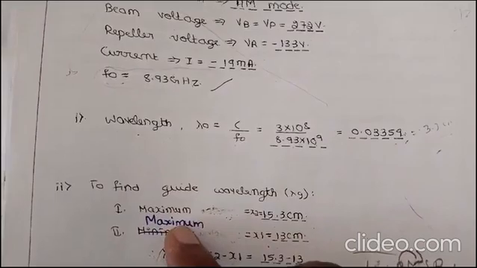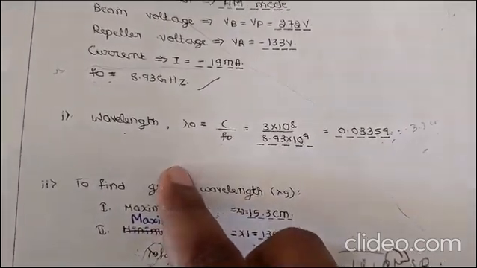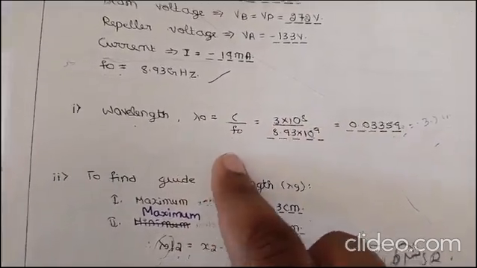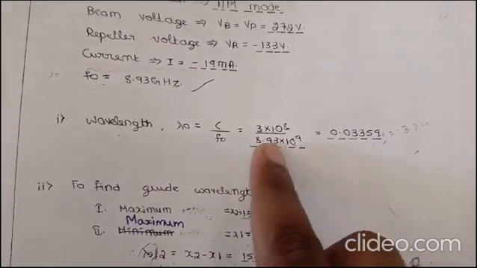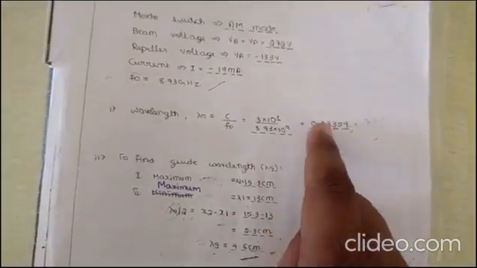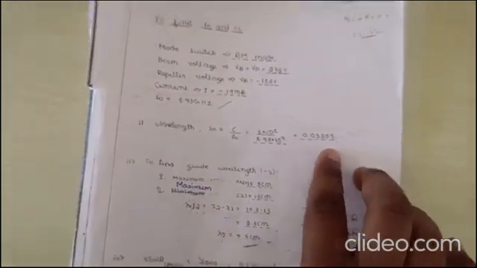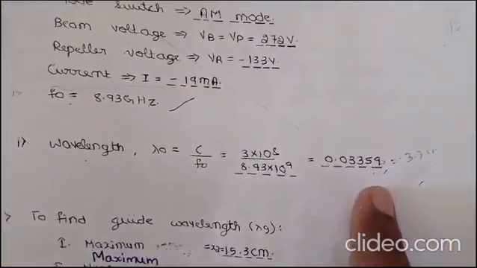We have to find out the operating wavelength. The operating wavelength formula is lambda naught equals c divided by f naught, where c stands for the speed of light, that is 3 into 10 power of 8 meters per second, divided by the operating frequency we got. Now you get a certain value, that is the operating wavelength.